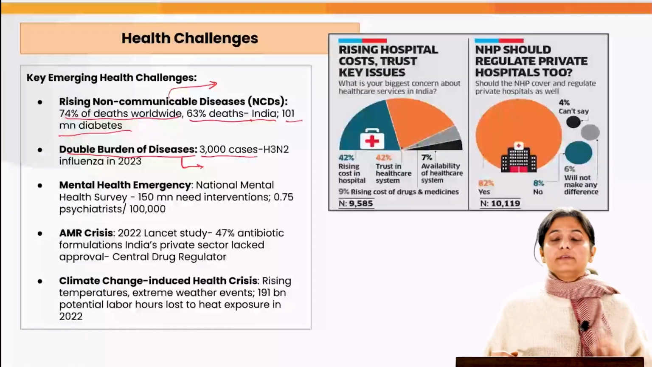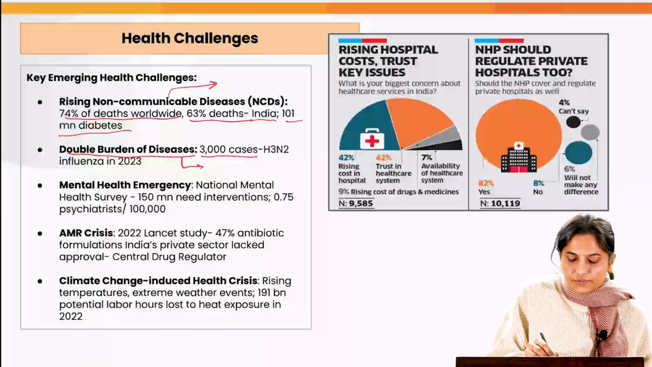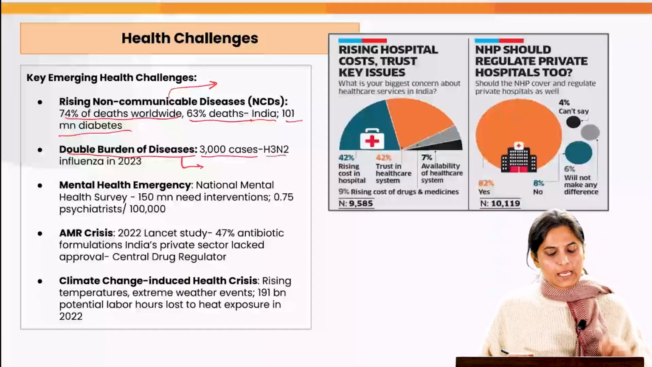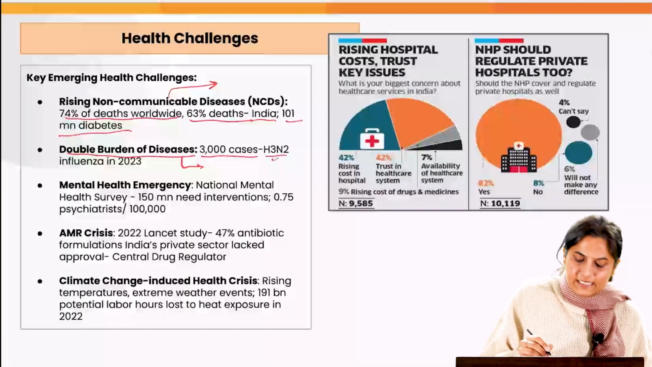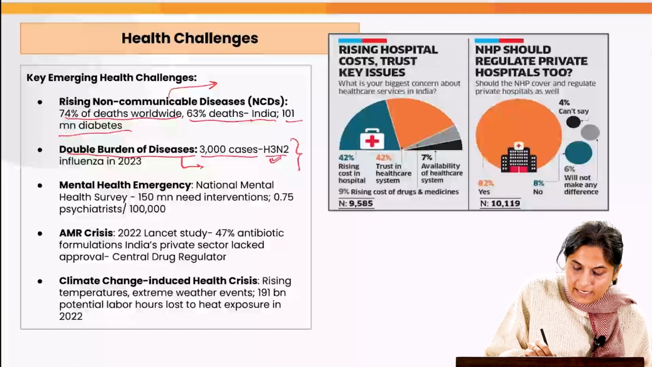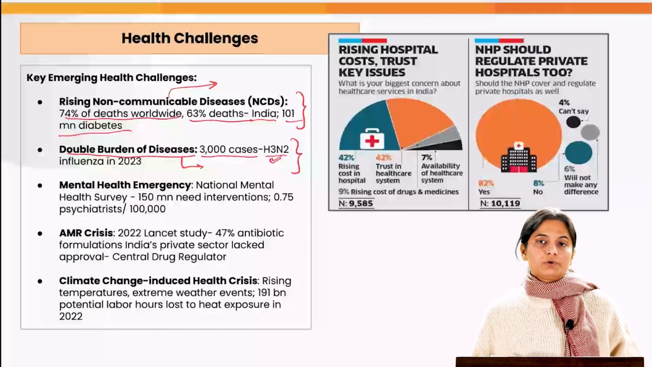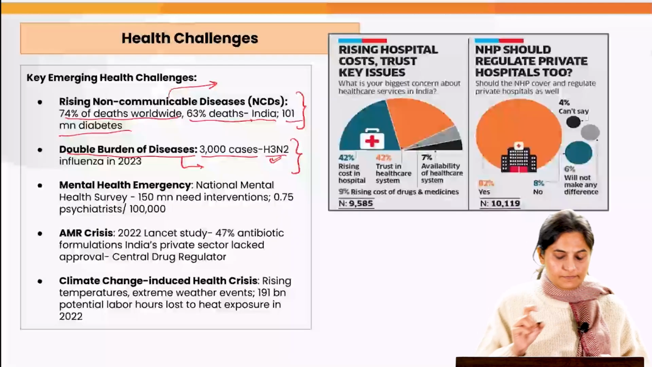So, just to give you an example, in the case of communicable diseases, almost 3,000 cases of H3N2 influenza have been reported in 2023. So you have to remember these examples. They are going to substantiate your points when you're writing this kind of issue, when you're mentioning and quoting the basic challenges that India's healthcare faces.